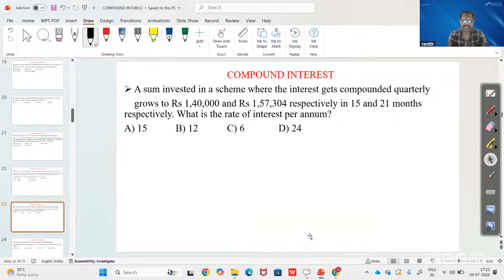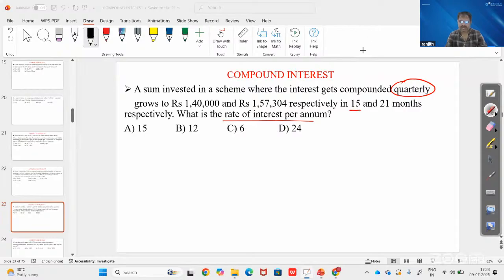A sum invested in a scheme where the interest gets compounded quarterly grows to 1,40,000 and 1,57,304 in 15 months and 21 months respectively. What is the rate of interest per annum? Quarterly, 15 months is 15 by 3, which equals 5 quarters. 21 months is 21 by 3, which equals 7 quarters.